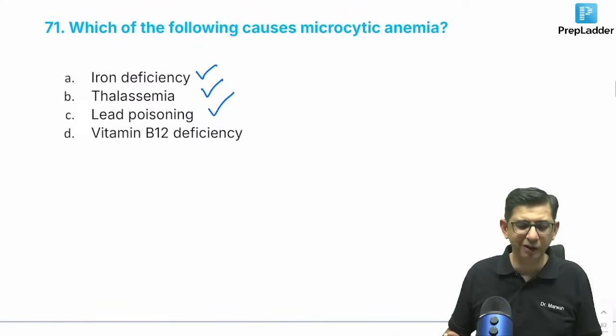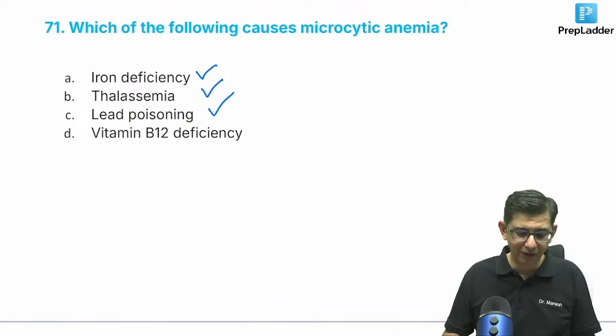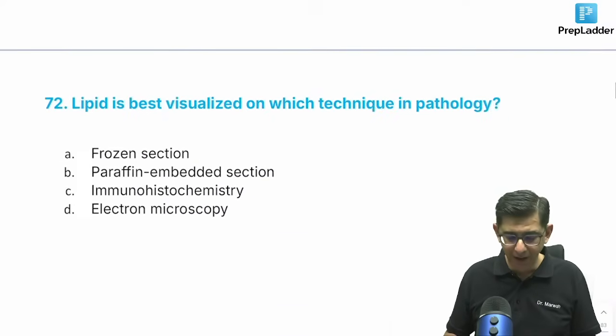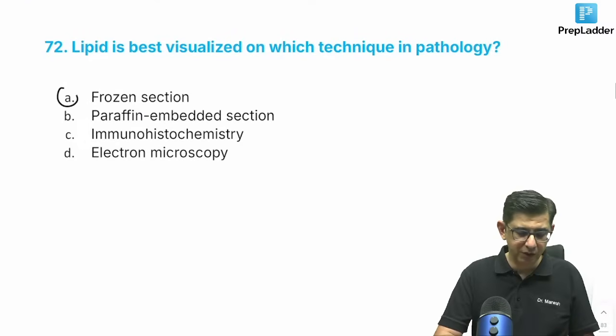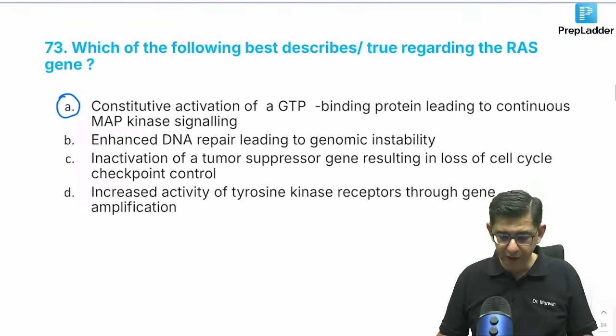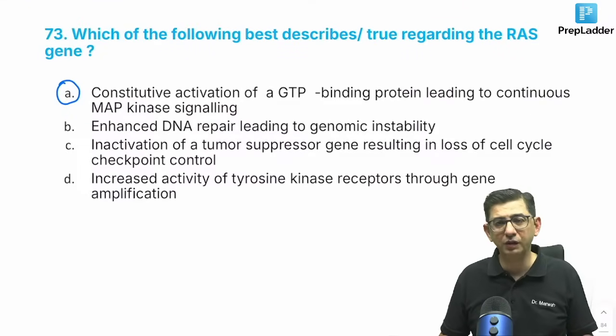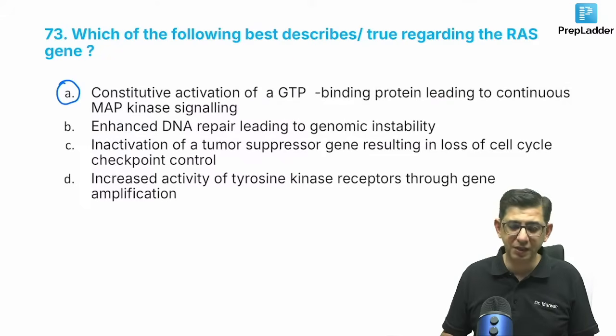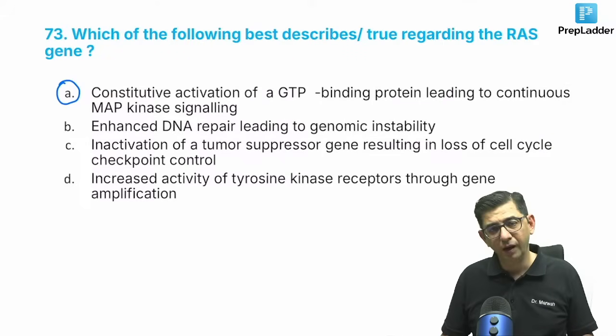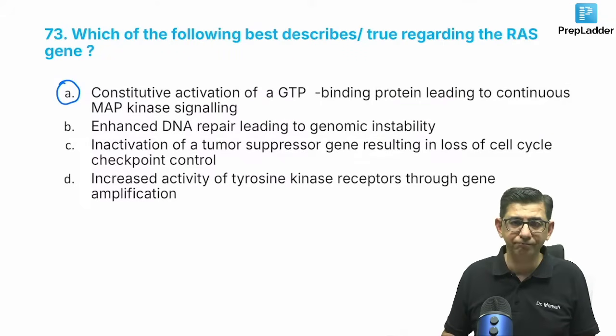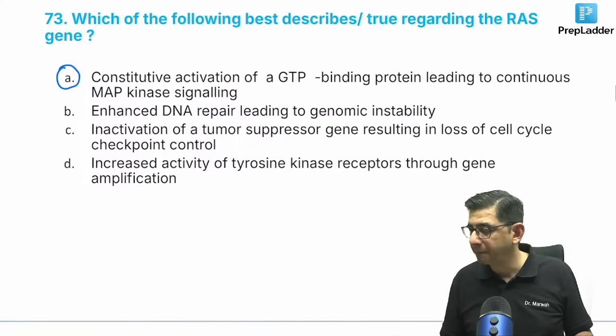Then microcytic anemia, that looks like a joke here. The top three options are correct. Lipid is best visualized on a frozen section. Then, which is best describing the RAS gene. So I think there was one related to RB, the second one related to the RAS gene. This ma'am has described very well. So we'll go with option number A as she has said. Okay.